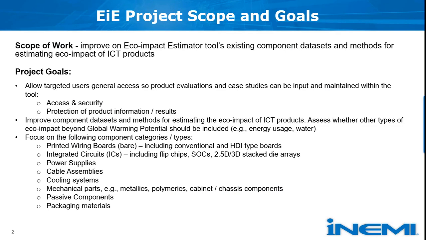Let me start out going over first what was the project scope and the goals of this phase 3 project. Essentially, as I had mentioned earlier, it was to improve on the original Eco-Impact Estimator tool that we had developed in phase 1 and improved on in phase 2. We wanted to look at the existing component data sets and the methods for estimating the eco-impact, specifically for ICT products.